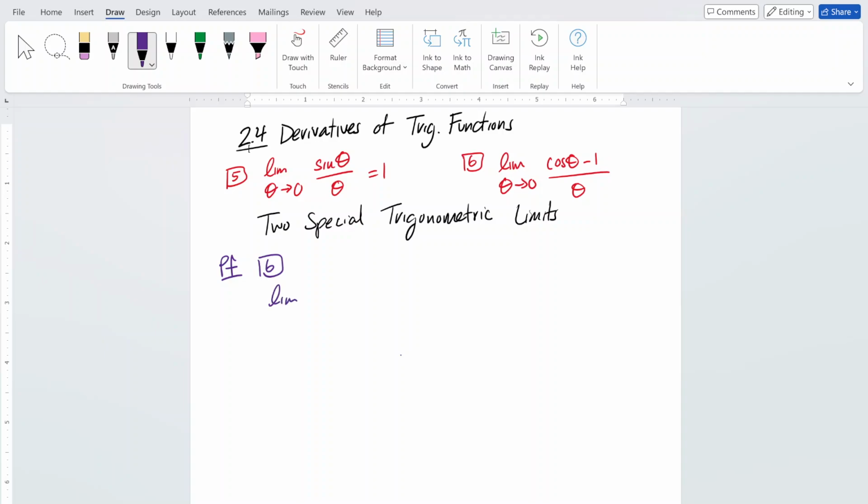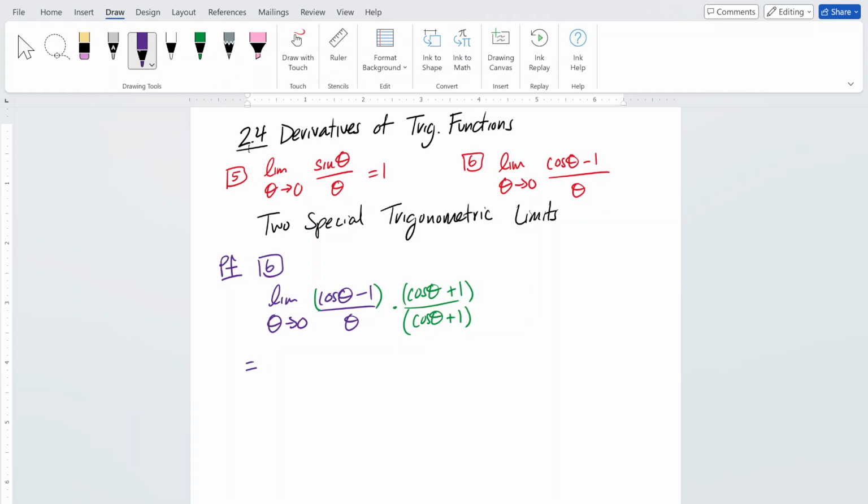So if I'm starting off with the limit as theta goes to 0 of cosine of theta minus 1 over theta, a quick trick that we've done in the past is to multiply by a clever 1. So I'm going to do cosine of theta plus 1 over cosine of theta plus 1. Put that in parentheses for you so that you can see that we're actually multiplying by 1 here, and making sure that we don't forget to use our distributive property.